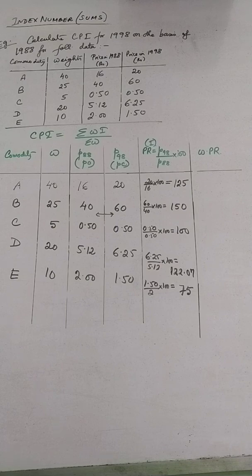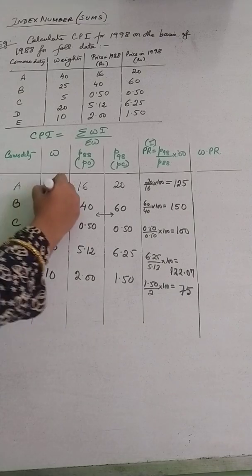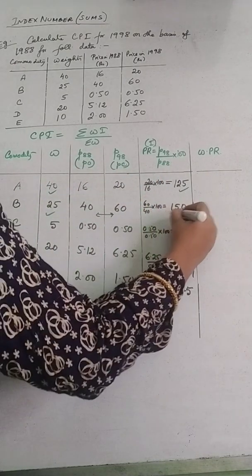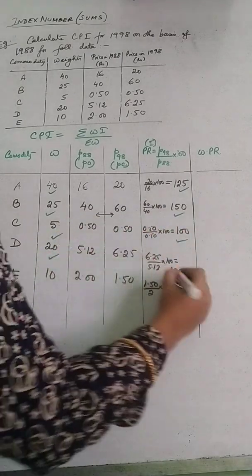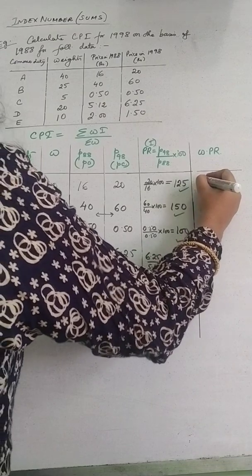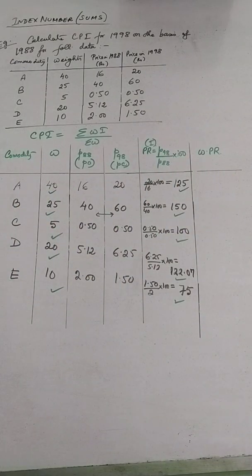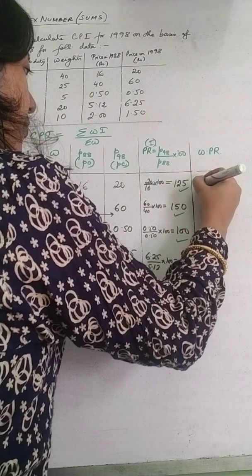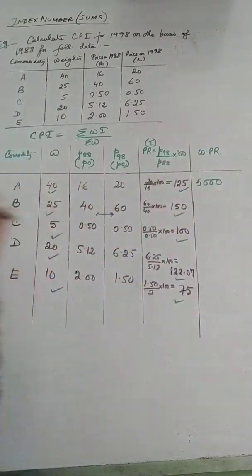W into PR means what? It will be between this and this. That is this column with this with this with this with this with this. So what are the values? 40 into this is your 500 or 5000. What is it? 125 into 40. 125 into 40. So it's 5000 over here.